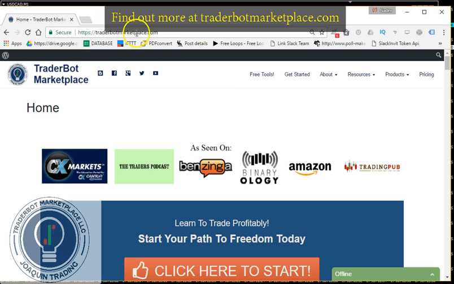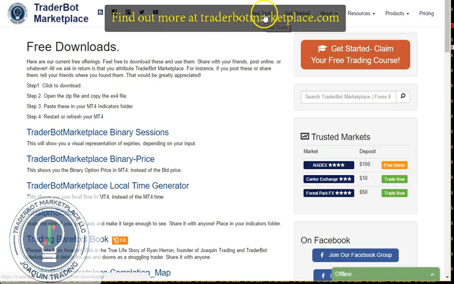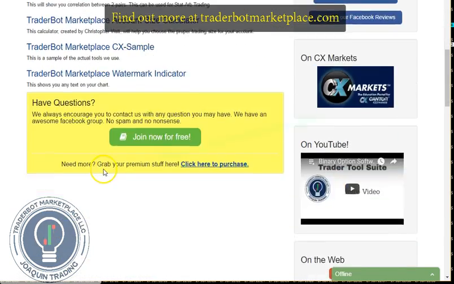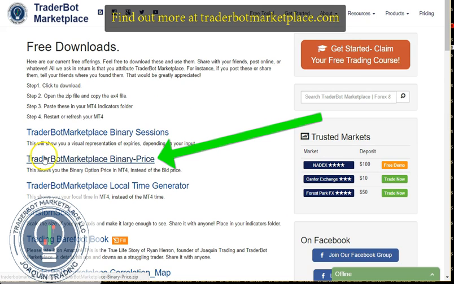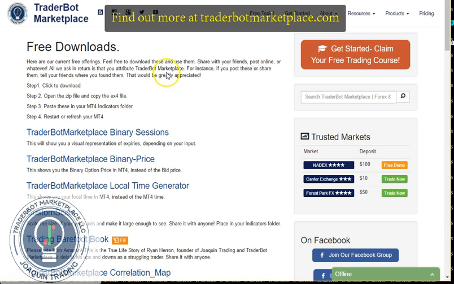Just go to traderbotmarketplace.com and click on free tools right here. And whenever that opens up, it's going to list some indicators here. So you click on free tools and it's going to have all this free stuff. It's right here. TraderBot Marketplace binary price. That's what you want. And it's free. Just click it, download it, and install it into your indicators folder into MT4.